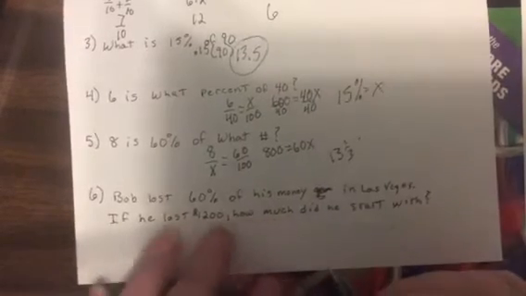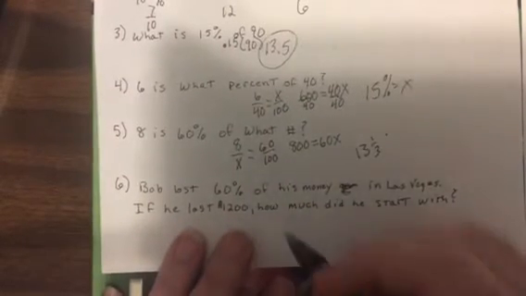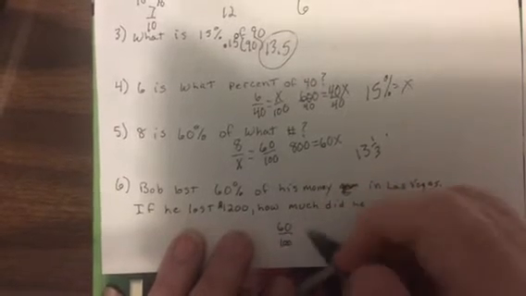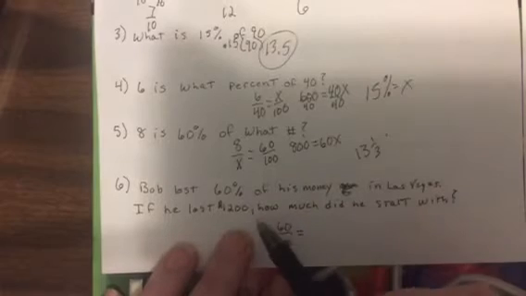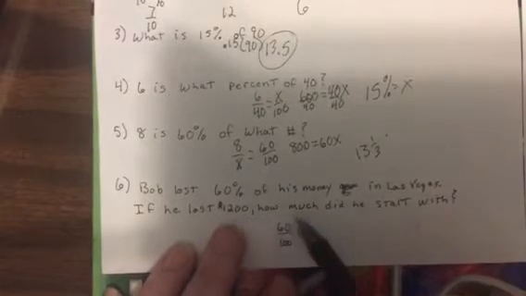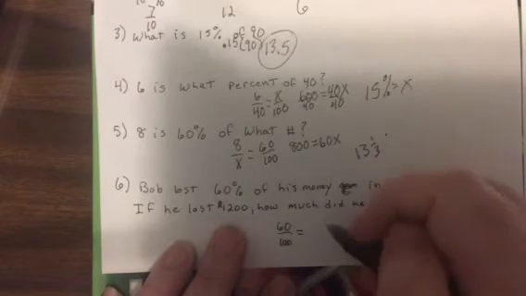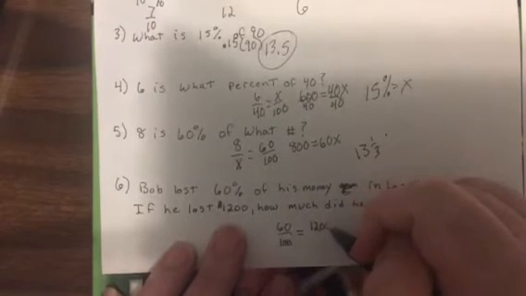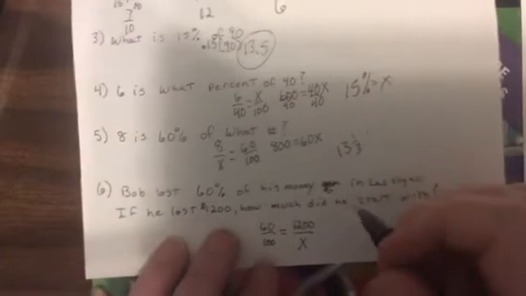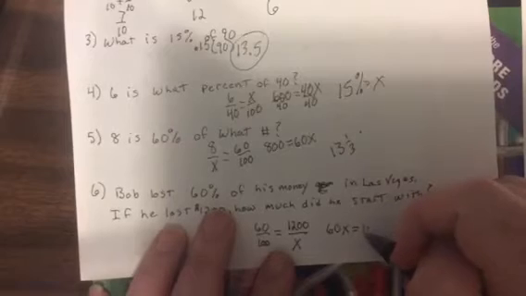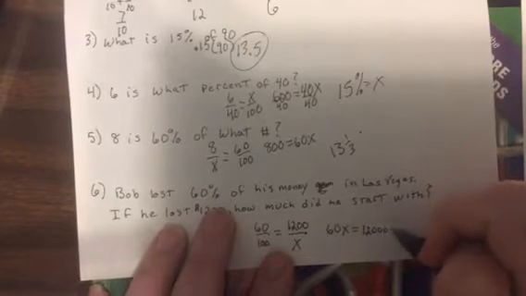13 1/3. Bob lost 60% of his money. So percent's always 60 over 100. The 100's always on the bottom. Now, if he lost $1,200, how much did he start with? 1,200 is the part that he lost, which is 60%. So it'd be 1,200 over x. So it'd be 60x equals 1, 2, 3, 4.